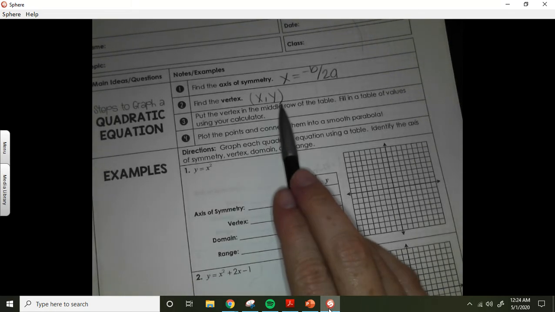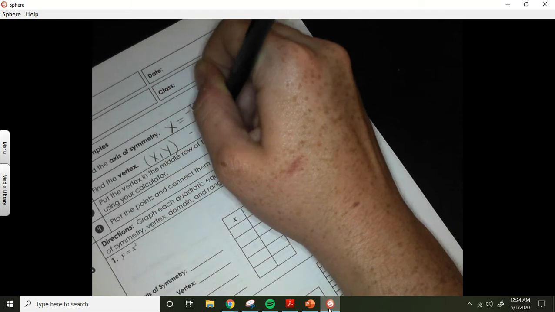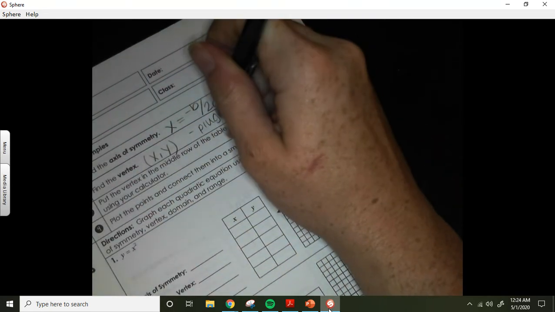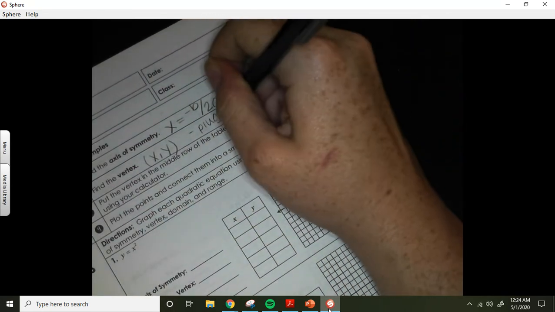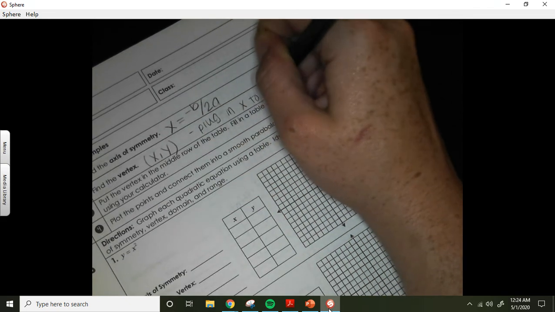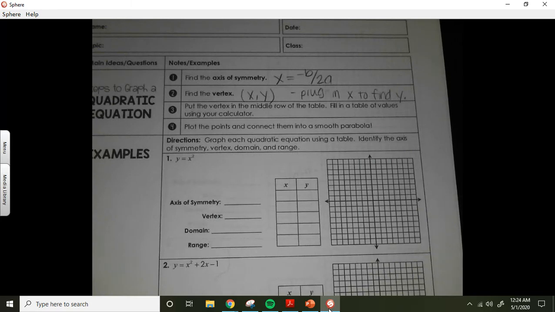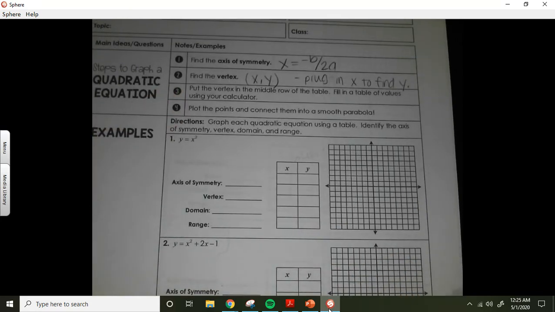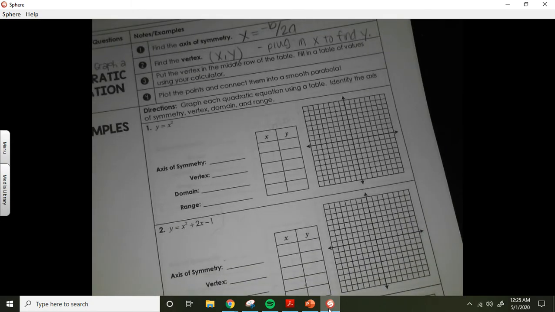Then you find the vertex, which again, you find by plugging in x to find y. That's how you get your vertex. And then you put the vertex in the middle row of the table, and then you fill in the table of values. Then you plot the points, connect them into a curve, and then you are done. So let's go into example number 1.